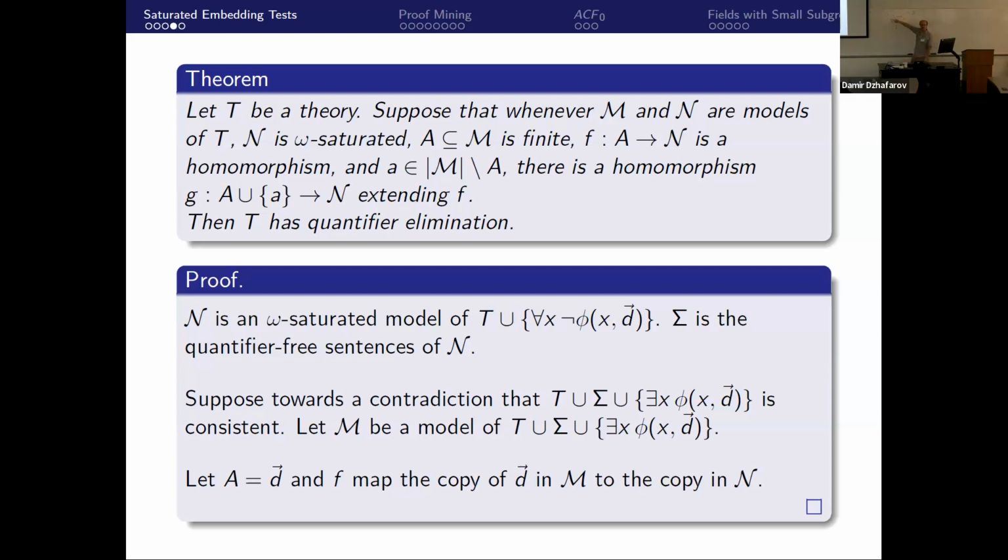Oh, wait a minute. A satisfies phi. Phi of A D holds because that's our assumption on M. But nothing in N can satisfy that because that's our assumption about N. That's our contradiction. Therefore, M doesn't exist. Therefore, T union sigma union the existential is inconsistent. And then you work back through the chain of implications and we get the inconsistency.